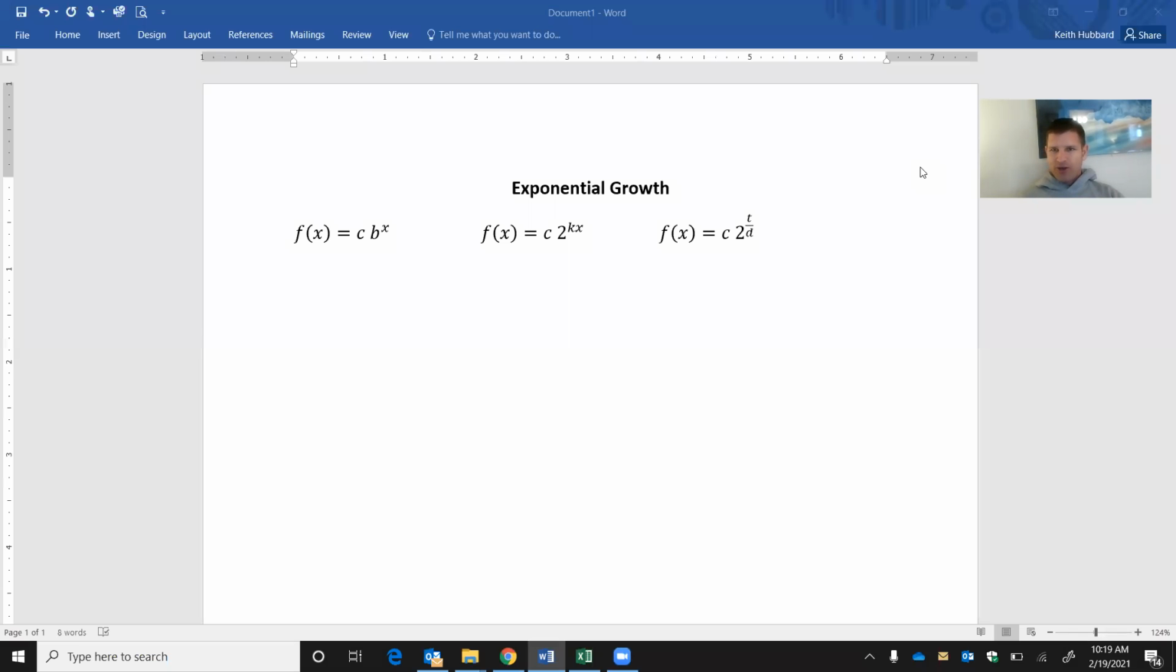Here's a quick video introducing exponential growth. Exponential growth is a whole big topic, has tons of applications in finance and biology, but here's what I'd like to chat with you quickly about. There are a couple of different standard models of exponential growth. One is you have a constant times a base to an exponent.